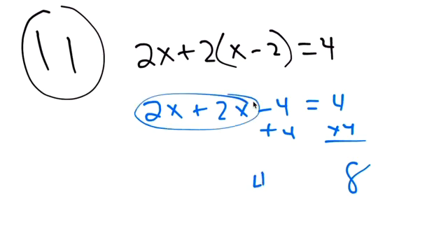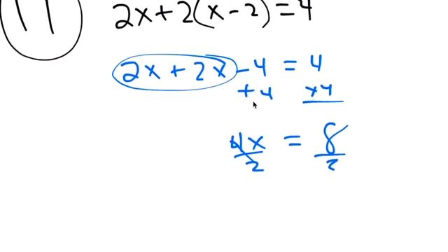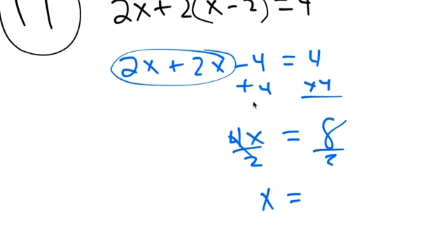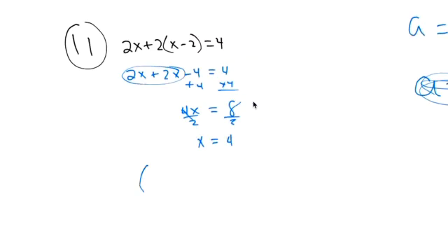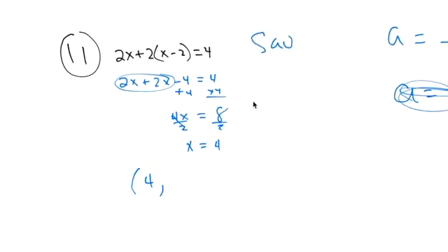Combine these to be 4x. Divide by 2. Eight divided by 2 is 4. So x is 4. Then y is, I forgot to put the one we saved. I'll save that: y equals x minus 2. Well, 4 minus 2, then y is also 2.